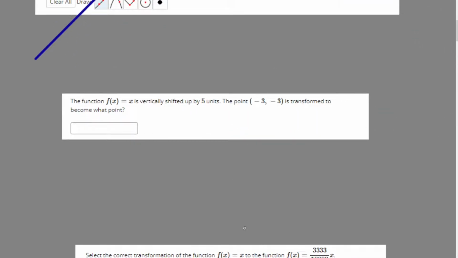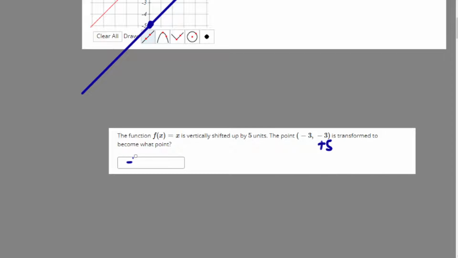The function f of x equals x is vertically shifted up by 5 units. The point 3, negative 3 is transformed to become what point? When we are shifting up by 5, we are just going to add 5 to our y, right? So we'll have negative 3, 2.